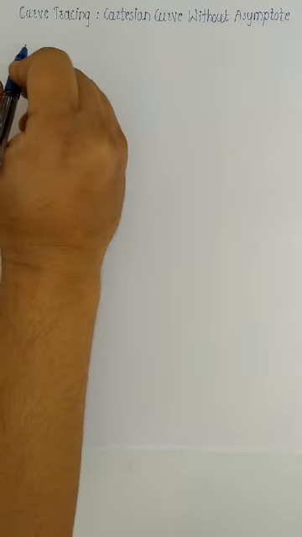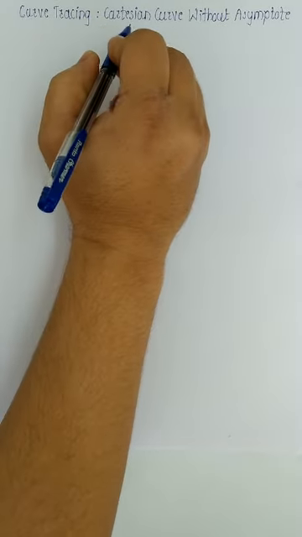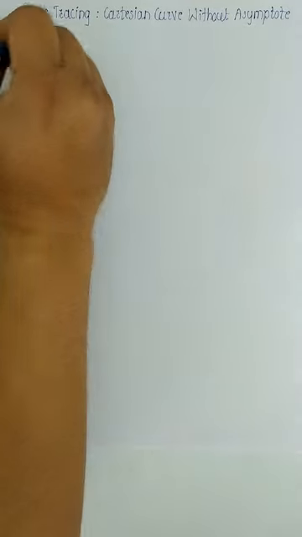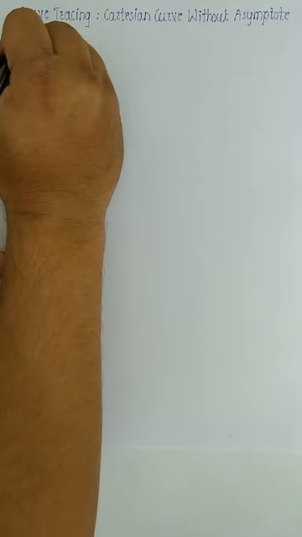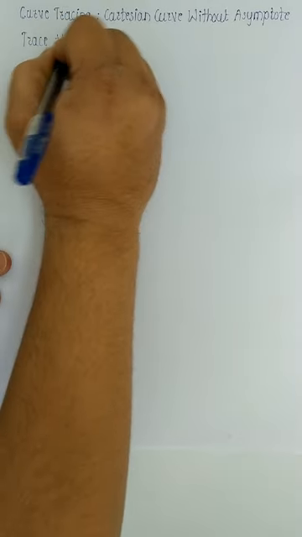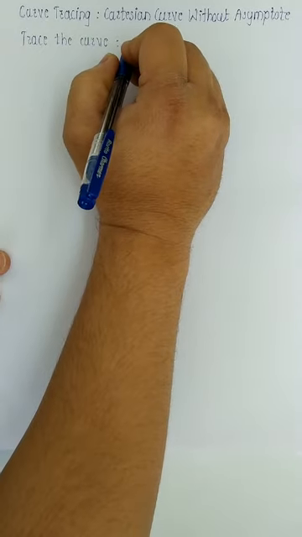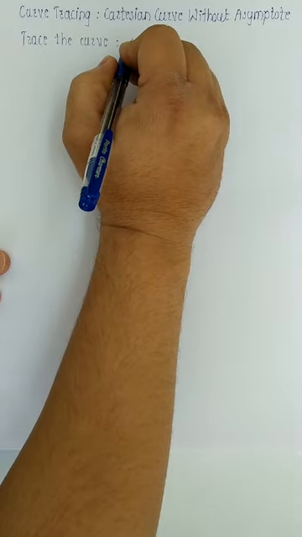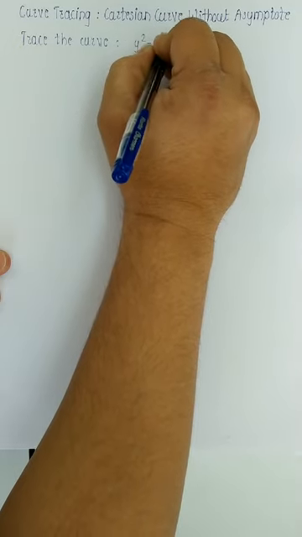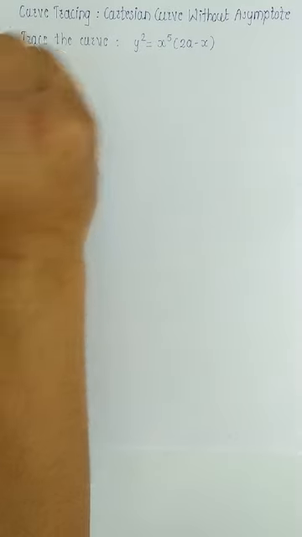Hello students. In the curve tracing topic, today we are going to trace the Cartesian curve without asymptote, for which we will take the example: trace the curve whose equation is y square is equal to x raised to 5 into 2a minus x.